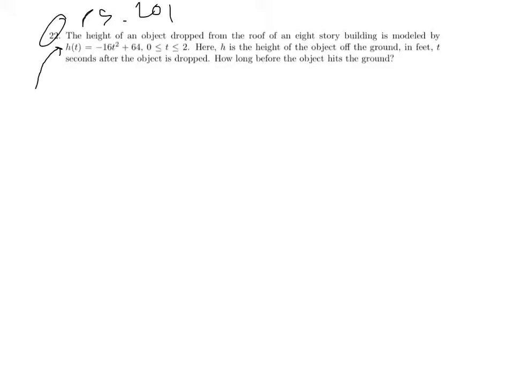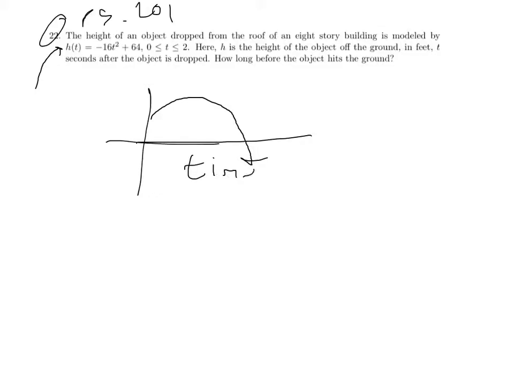And notice that h is the height of the object in feet, and t is the seconds after the object is dropped. So how long before the object hits the ground? So we have this model here, and we're trying to figure out how long. So this is our x-axis, this is our t, because we're looking at time here, and then this is our height, our y-axis.